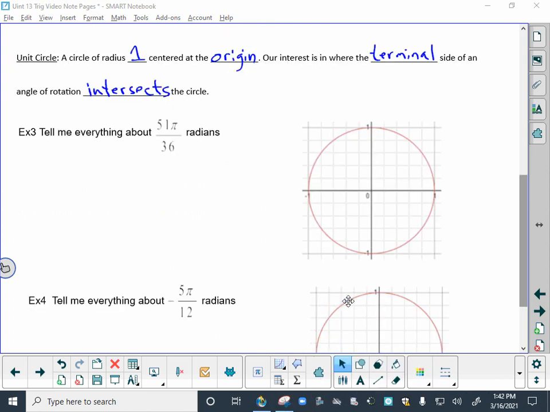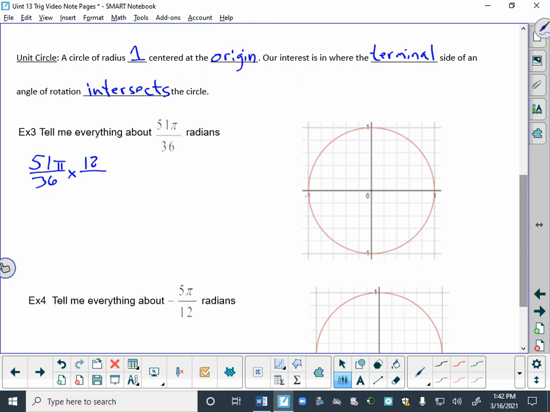Okay, I thought about several ways of trying to do this and just settled on a "tell me everything about 51 pi over 36 radians." This is going to take a little while because there's a lot of information about to hit you, so take it slowly. First thing we have to do is figure out where in the heck 51 pi over 36 radians is. Off the top of my head, I don't know that. I know I speak degrees much better. I see degrees better, so I'm going to start by changing this into degrees.